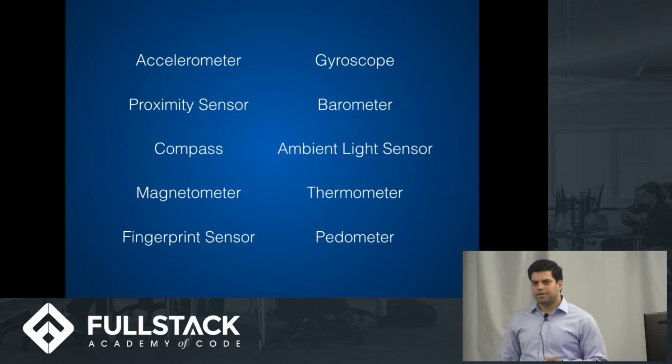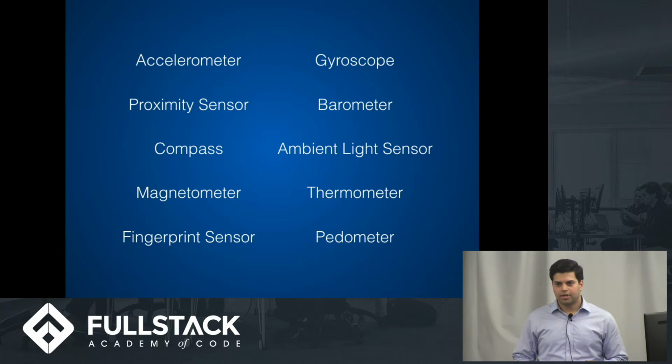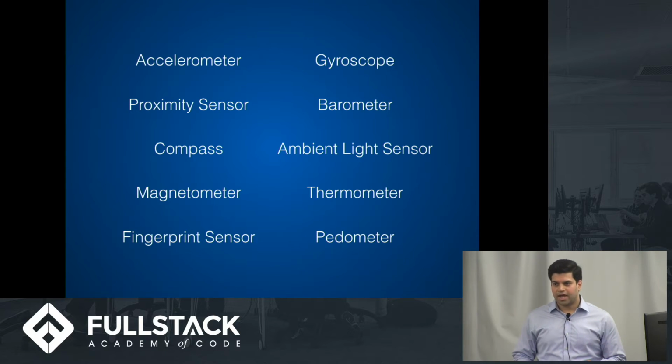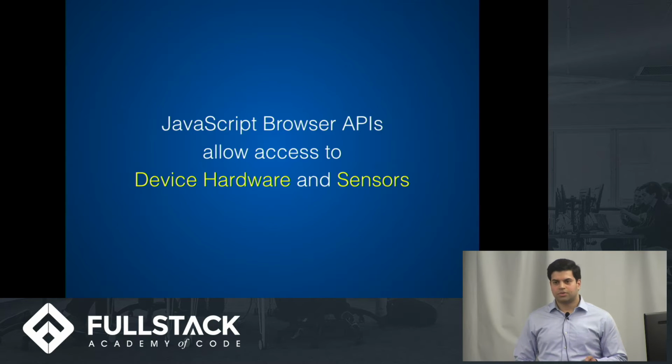This is just a sample list of the sensors that are available in the leading smartphones that are out there in the market today. What does this all mean for us? If you have written an application in JavaScript, and if your application is running on a web browser on these devices, you can actually read the data that these sensors provide. And that's where we use the JavaScript browser APIs. This allows us to use the device hardware as well as the sensors.